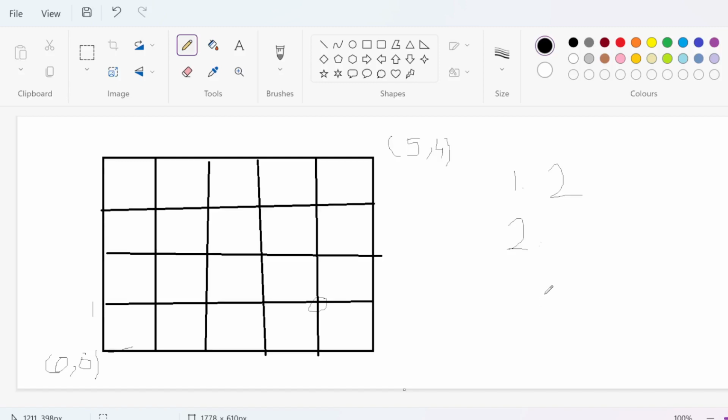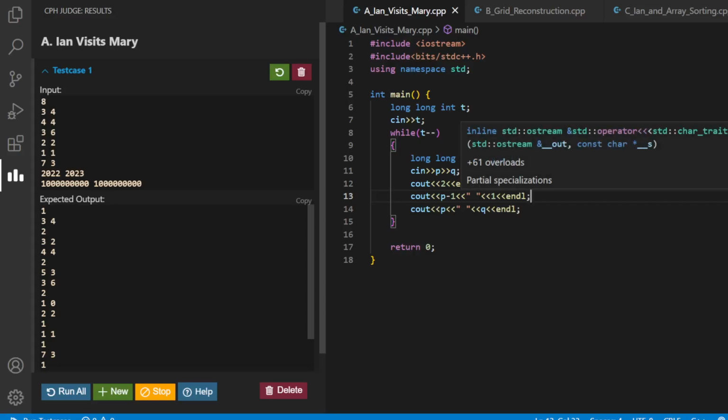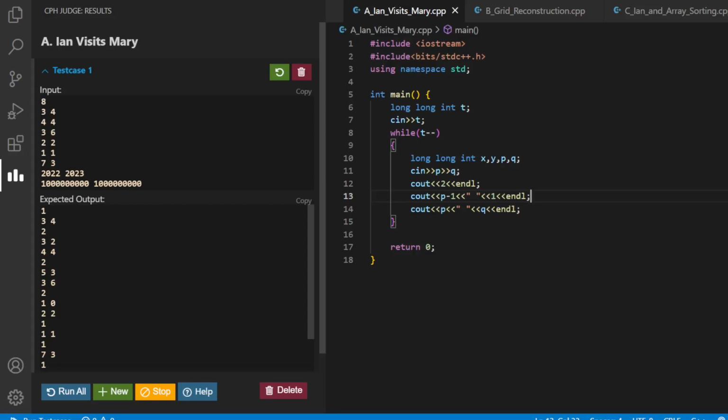Now I will let you see the C++ implementation of our idea solving the problem. First we take P and Q as input, that is, the coordinates where Mary is, and we ensure that every time Ian jumps two times. First he covers all the columns and then he covers all the rows. So first he jumps from (0, 0) to (P-1, 1), and then he jumps from (P-1, 1) to (P, Q). This satisfies and gives the correct answer for every question.